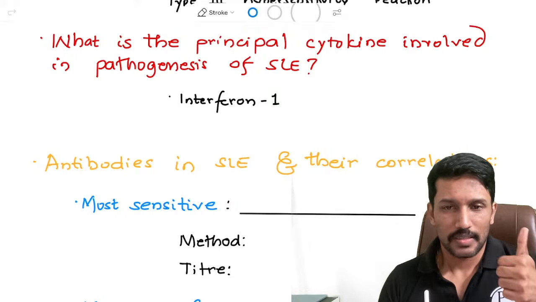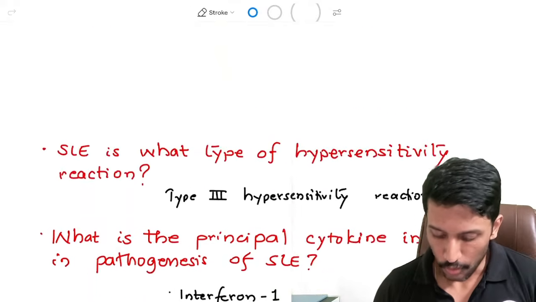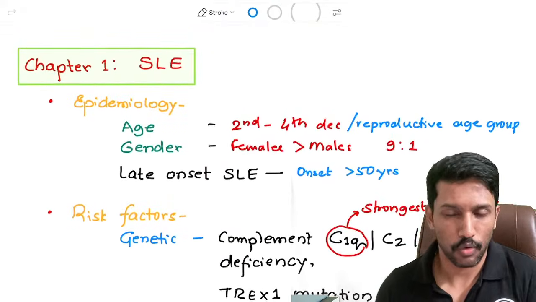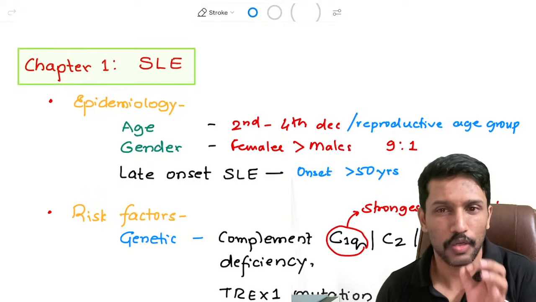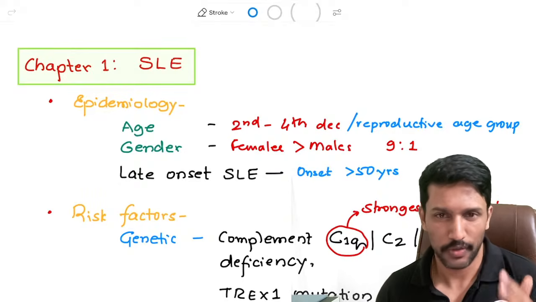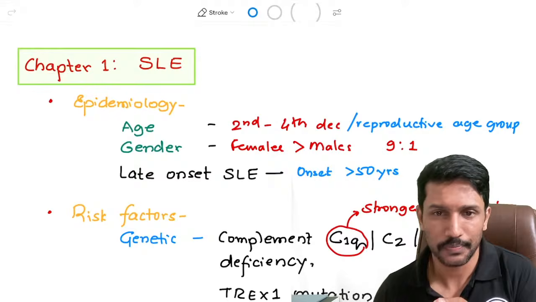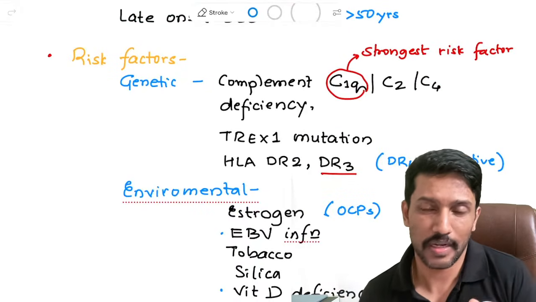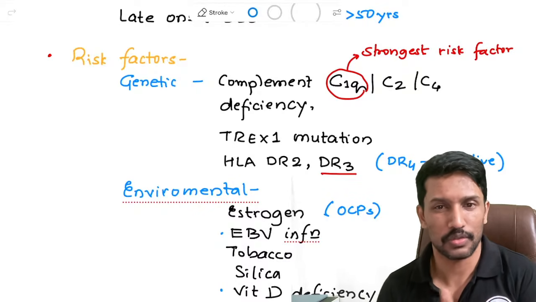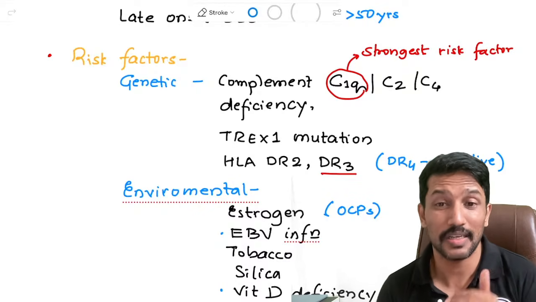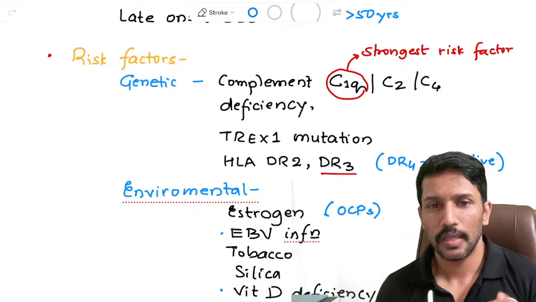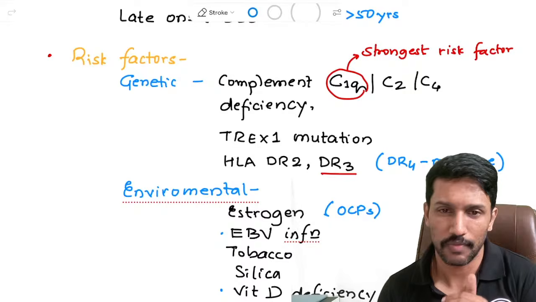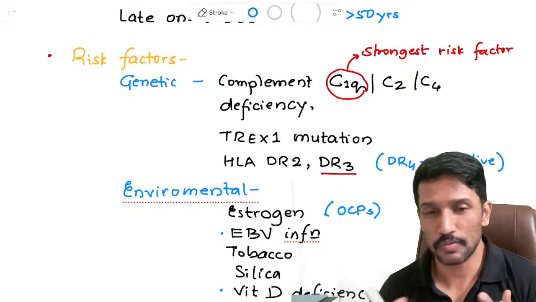Okay. So SLE, what introduction you have to write? It's an autoimmune disorder, primarily a type 3 hypersensitivity reaction. It is more common in middle age or reproductive age group females with a female to male ratio of 9:1. Among the risk factors, the main genetic risk factors are complement deficiency, particularly C1q, C2 or C4 deficiency, TREX1 mutation, and HLA-DR3. Environmental factors include exposure to estrogen, Epstein-Barr virus infection, and tobacco in all forms, smoking.